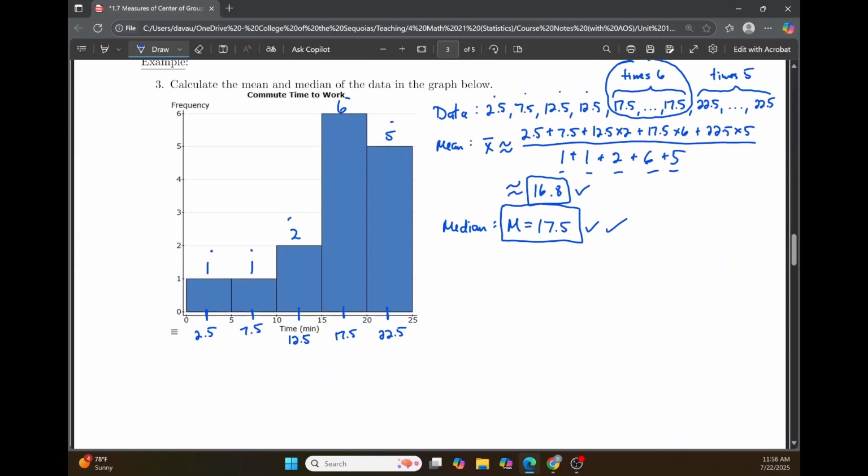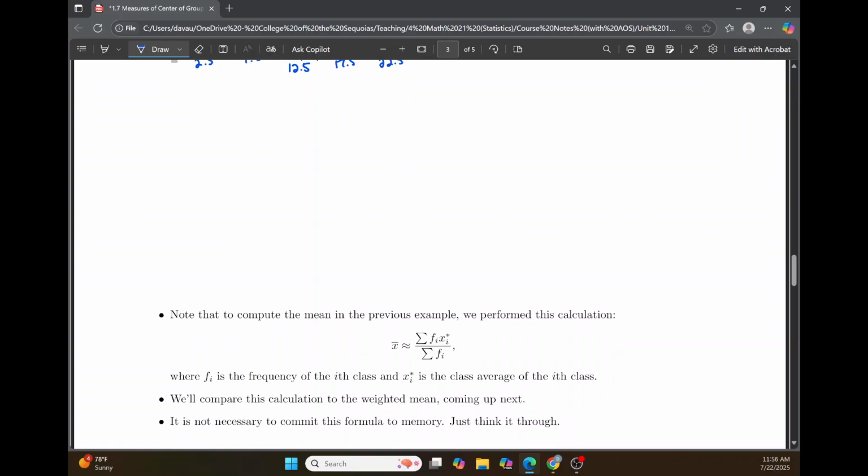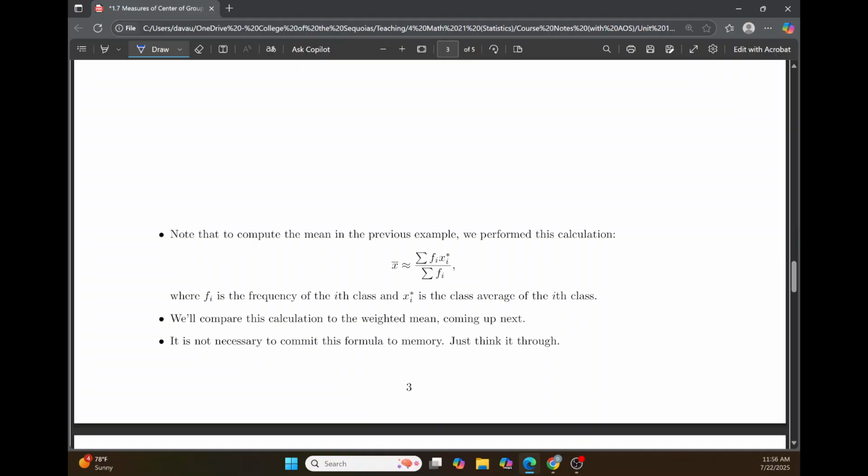So that's number 3. Here's something worth pointing out. This is the formula that we usually give to students to calculate the mean for grouped data. If this formula scares you, then just forget about it. Don't worry about it. Just use the intuitive understanding that we've developed over the last couple of examples to compute means from grouped data.